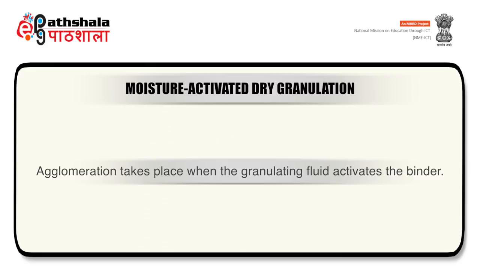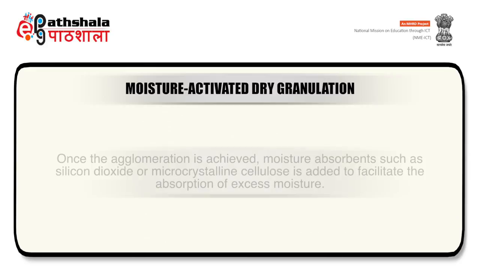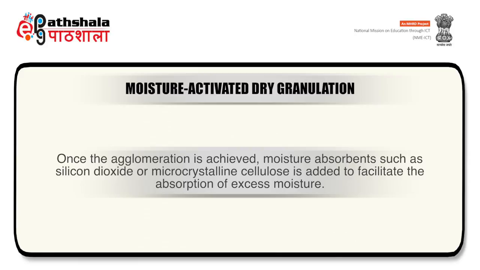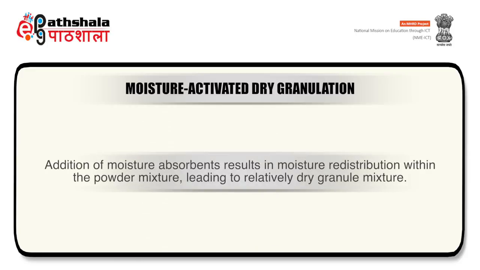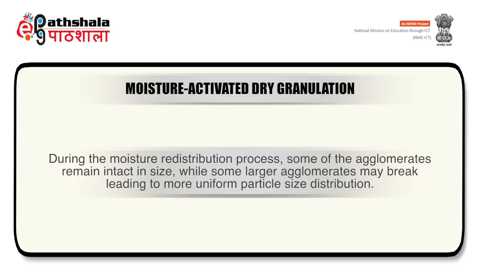Agglomeration takes place when the granulating fluid activates the binder. Once the agglomeration is achieved, moisture absorbents such as silicon dioxide or microcrystalline cellulose are added to facilitate the absorption of excess moisture. Addition of moisture absorbents results in moisture redistribution within the powder mixture, leading to a relatively dry granulate mixture. During the moisture redistribution process, some of the agglomerates remain intact in size, while some larger agglomerates may break, leading to more uniform particle size distribution.